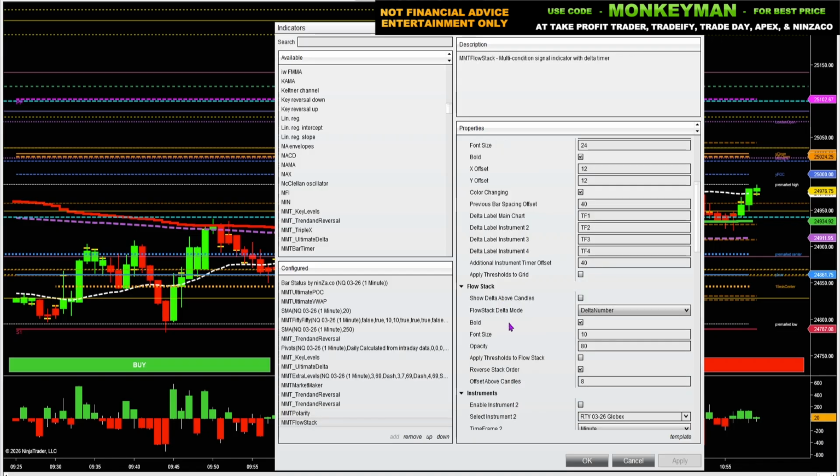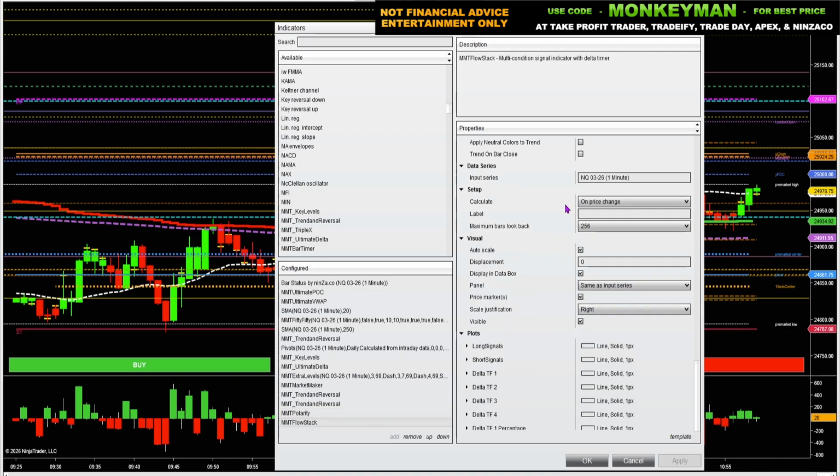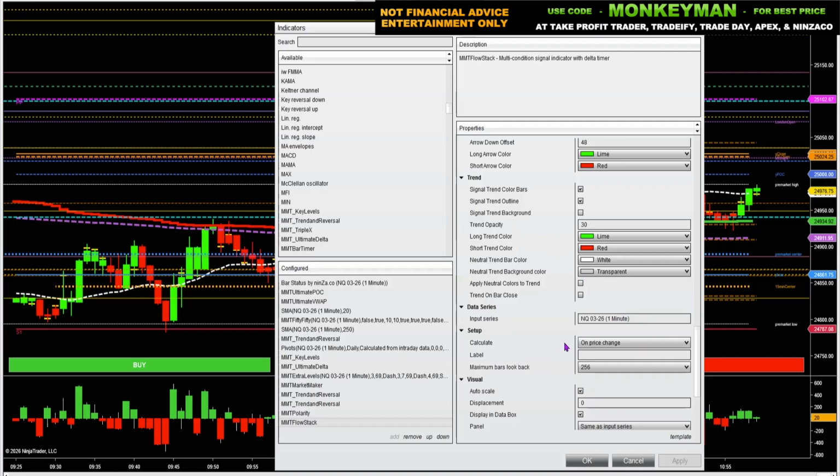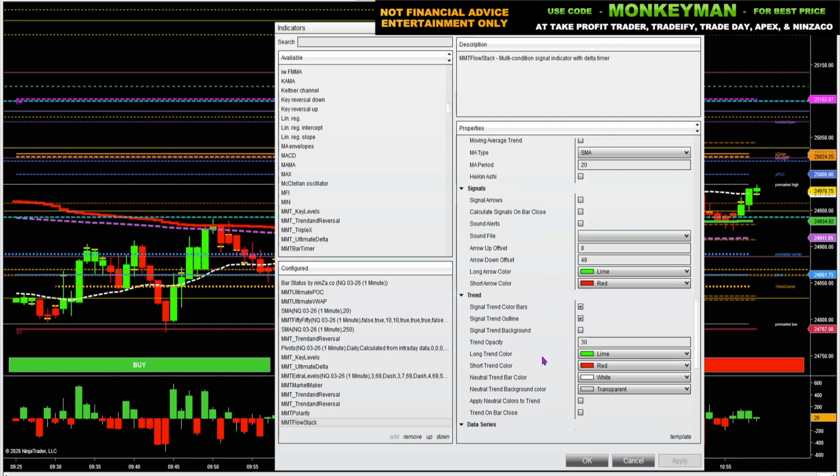For the flow stack, I've also got this calculating on price change. I could change this to on bar close. And then I also have the option to calculate just the signals and/or the trend on bar close independently by activating either one of these toggles. Trend on bar close, calculate signals on bar close.